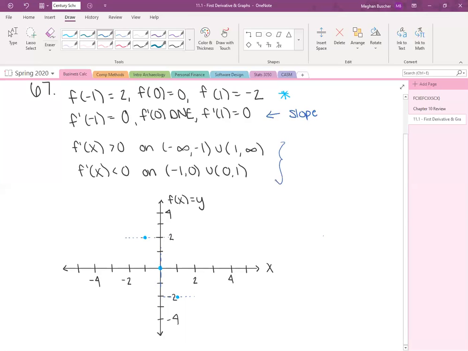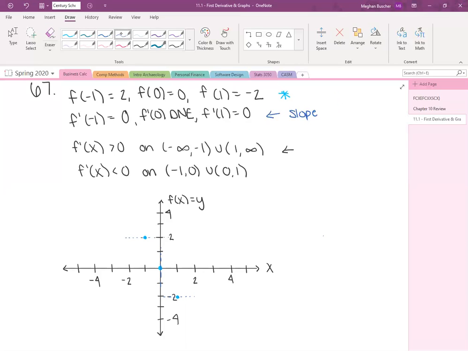Our last one are for these guys. So let's keep this in black. What does this tell us? It says derivative being positive. What does that tell us? What does a positive slope look like for a line? It's going up. Yeah, exactly. It's something kind of like that.